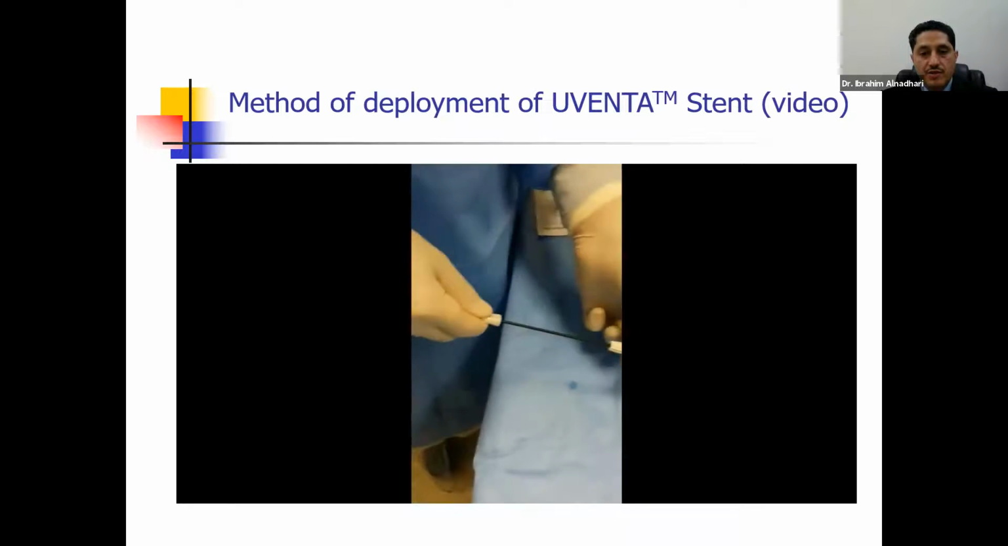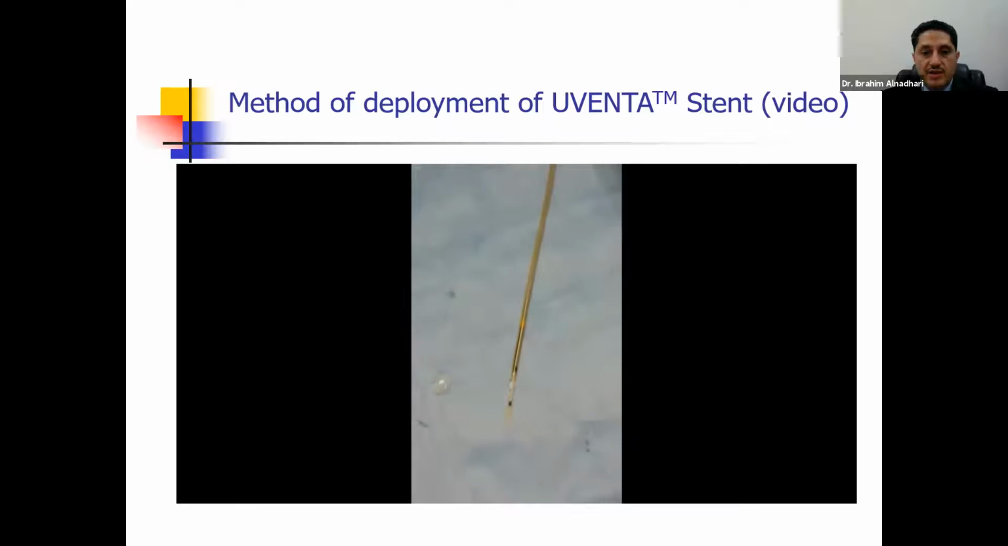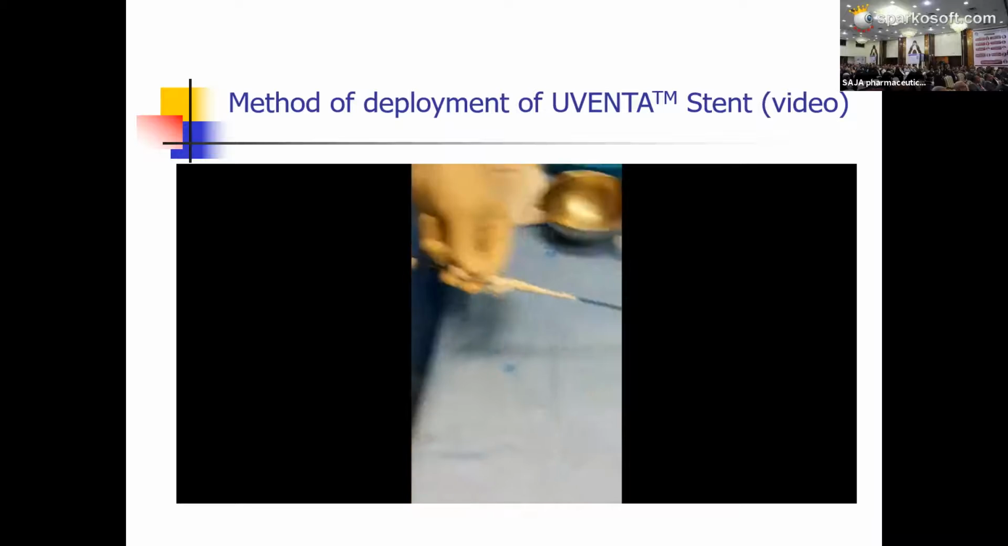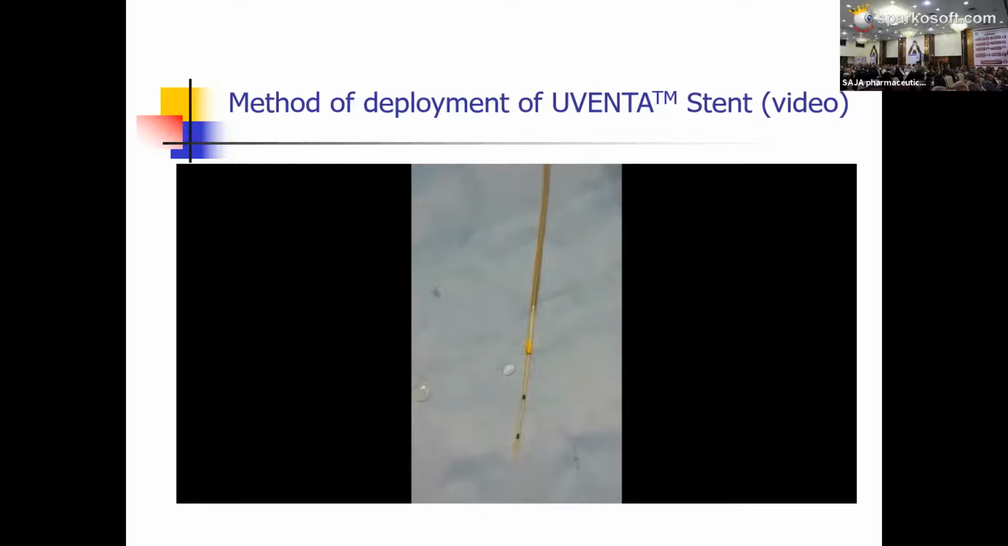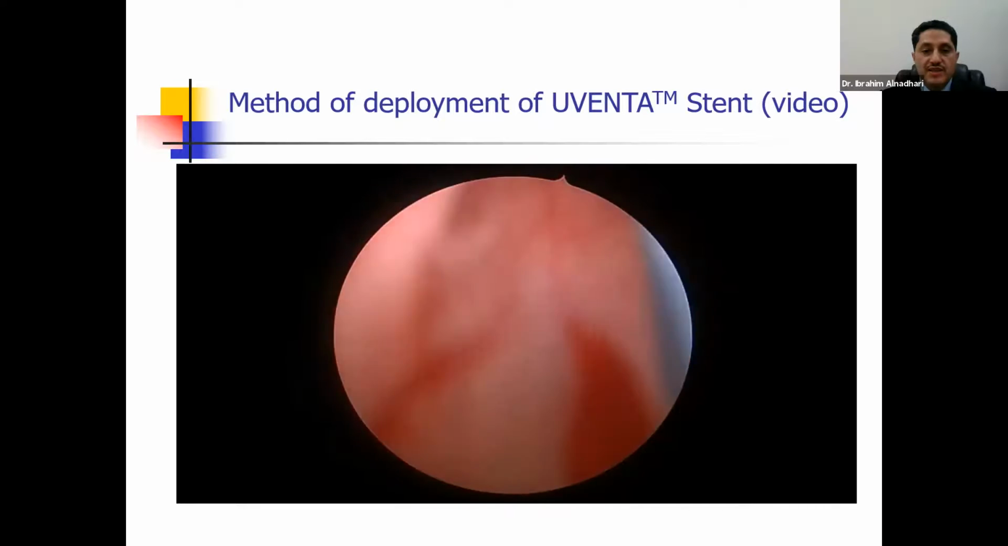We used to irrigate it with saline to make it more hydrophilic. And we can see here, this is the lock system for this delivery system. We will release the lock, then we just push it and pull the cover of the UVENTA stent during the insertion.